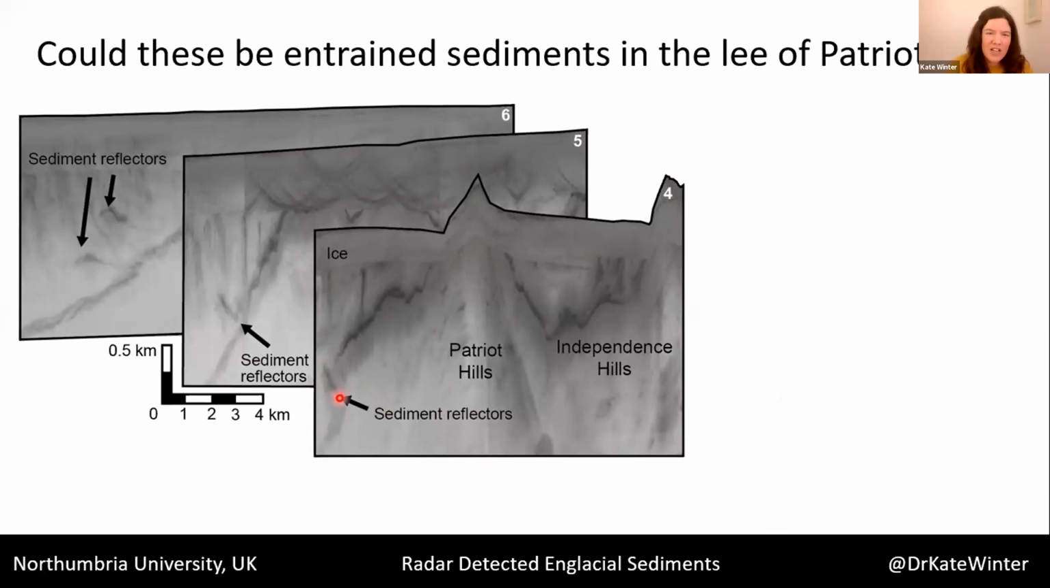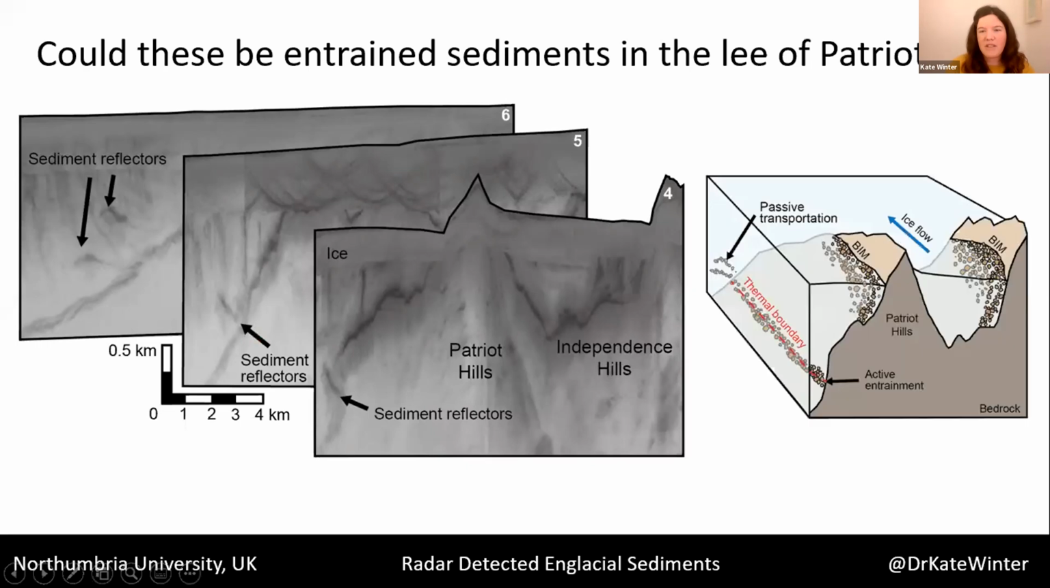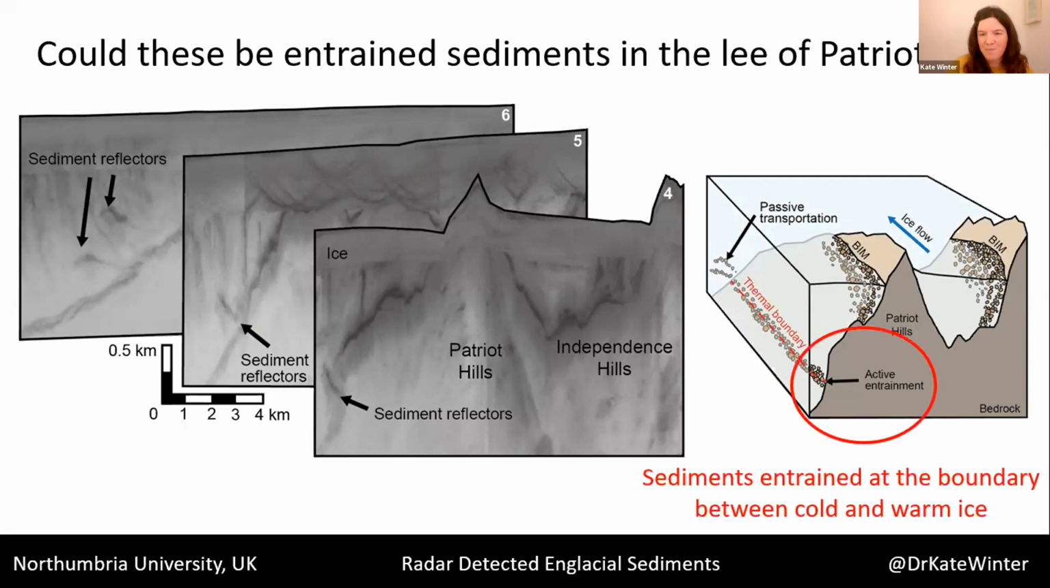But what we need to look at here is these reflectors. These are sharp reflectors like the ones we looked at in the Mullins Glacier and up in Svalbard as well. Could they be sediment reflectors? I certainly think so. I've put a schematic here on the right to try and explain my thinking, which has definitely been shaped by lots of great people, including David Sugden up at Edinburgh University.